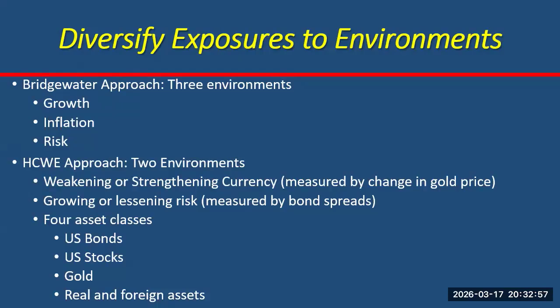How do stocks do in a strong economy? Going to do great. How do bonds do in a strong economy? Probably not going to do very well, right? Because interest rates are rising. All right. So in a growth environment, stocks and bonds have negative correlation.